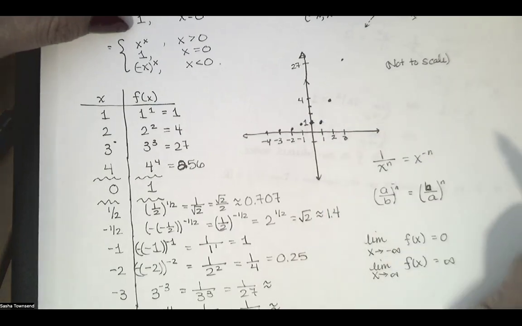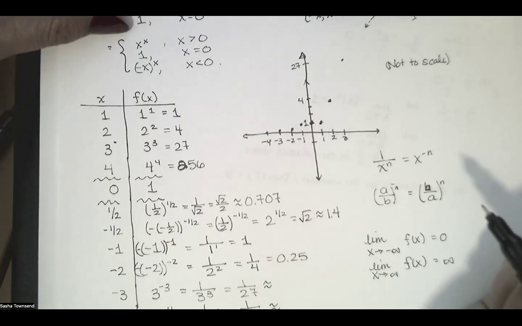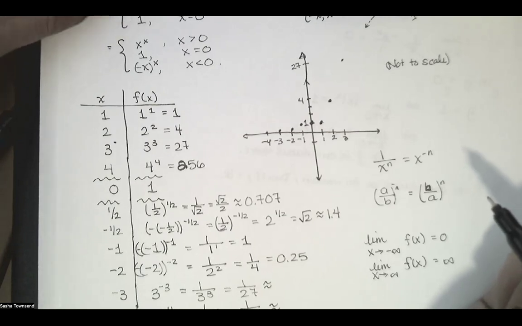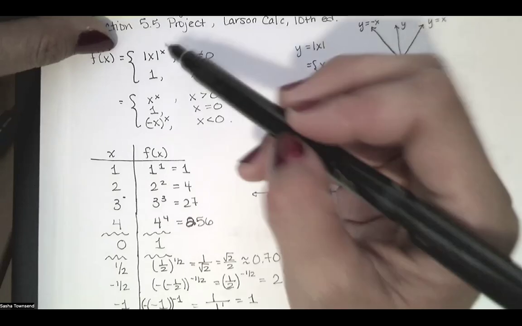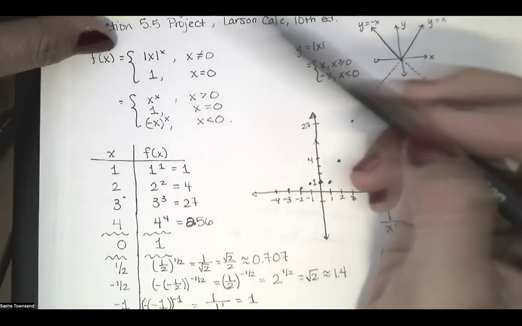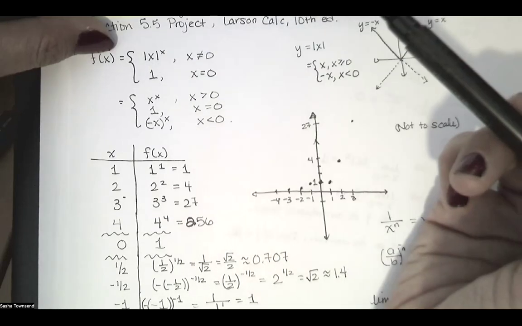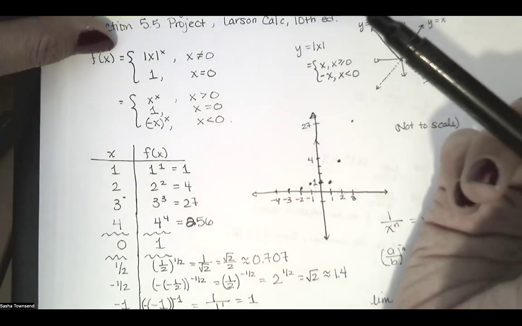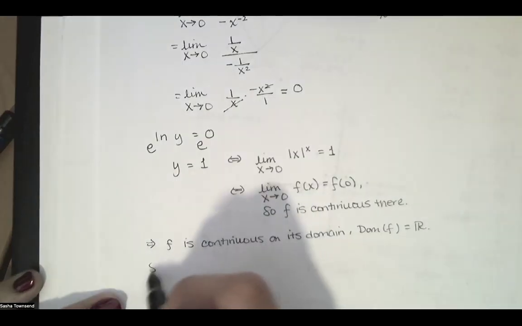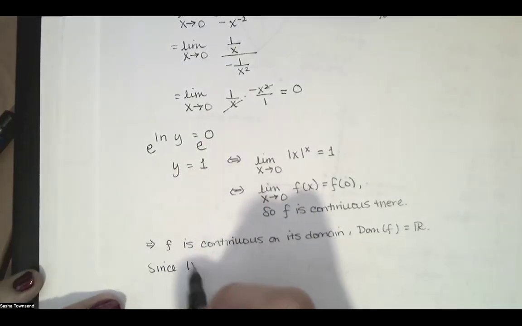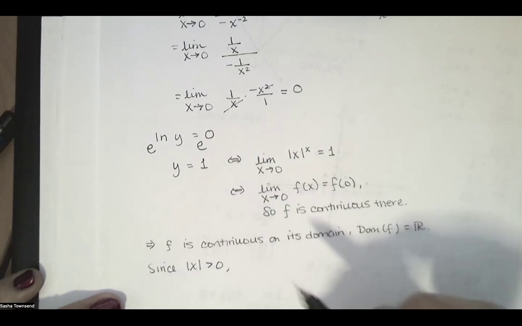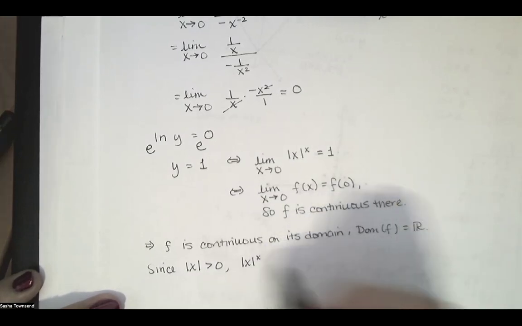And say, okay, it passes through all these points. It looks like the range is all positive numbers. And I think that makes sense because of what we have here when x is negative, and then what happens when x is positive. So maybe we should write that down as well. We'll say since the absolute value of x is always greater than 0, the absolute value of x to the x is always positive.